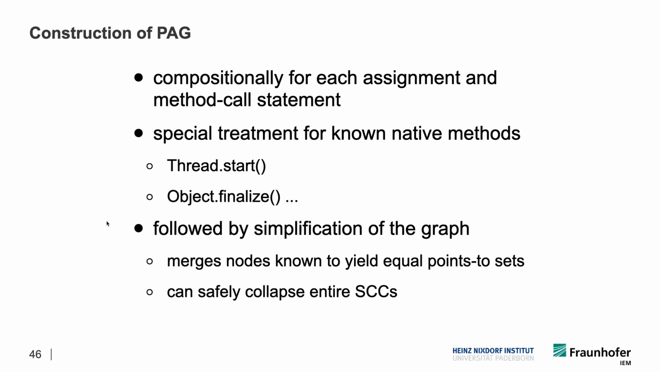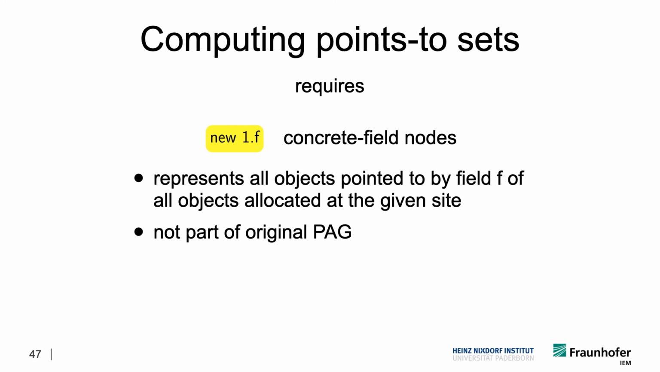Then Spark also implements a simplification, so it merges nodes that are known to yield equal points-to sets, and in particular, it will collapse SCCs like we showed earlier. This is always safe to do. And then in the next step, it's actually computing these points-to sets using the propagation, right? But this requires one additional element because of this limitation that I showed you earlier, where we were not able to find out that certain objects are aliased.